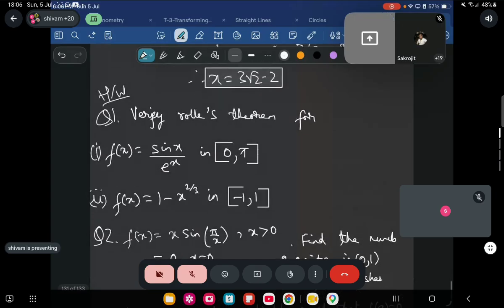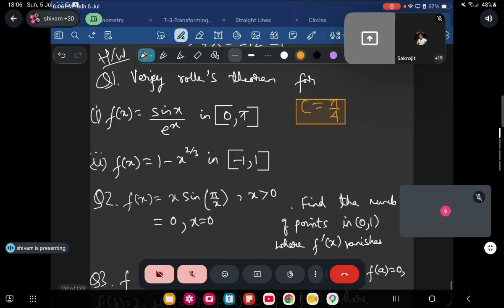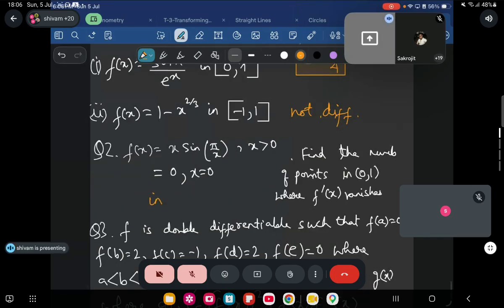Okay. So number 1, part 1. f of x equal to this. The answer is c is equal to pi by 4. Anyone having any doubt, tell me. C is equal to pi by 4. Okay. Next one is not differentiable. So Rolle's theorem is not verified, not differentiable. Okay, everyone. Next, number 2 is infinitely many points. Anyone having any doubt, you can ask me.